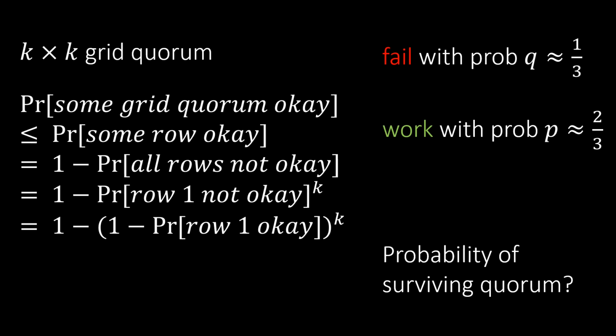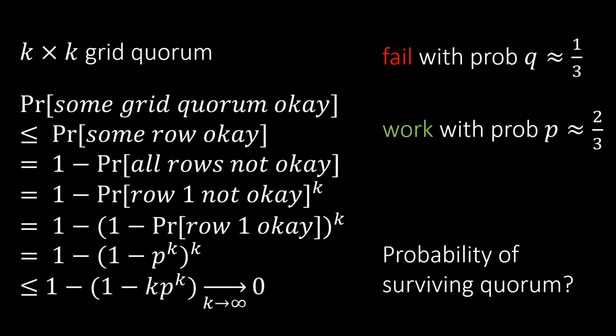Then we do the same trick again, and instead compute 1 minus the probability that this one row is actually surviving. One row surviving means that all k nodes in that row survive, which happens with probability p to the k. So in total, we get 1 minus (1 minus p to the k) to the power of k. We can use the Bernoulli inequality to simplify that expression as follows. With large k, this expression becomes 0. This is bad news for our grid quorum system, as it is really not good at handling random crashes.